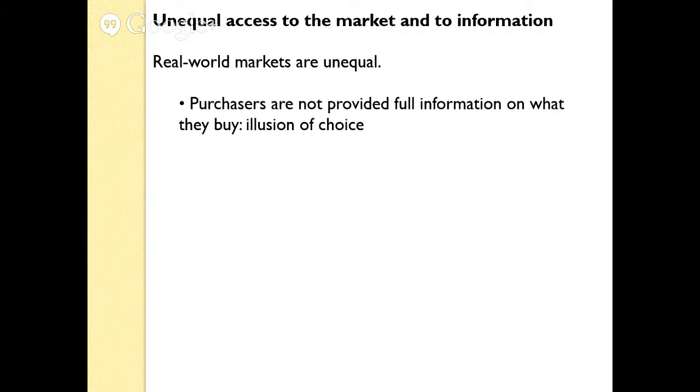So real-world markets are unequal. It's something that you know. Not everyone can access the market in exactly the same way. So for instance, purchasers are not provided full information on what they buy.